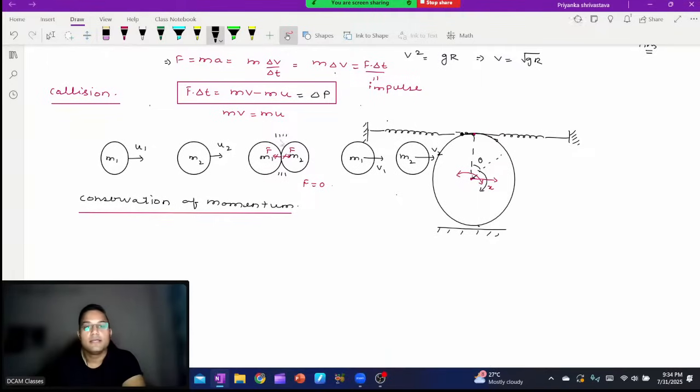Yes sir. This is impulse, this is conservation of momentum. Now through this conservation of momentum, we can write m1 u1 plus m2 u2 equal to m1 v1 plus m2 v2. That we can always do in a collision.